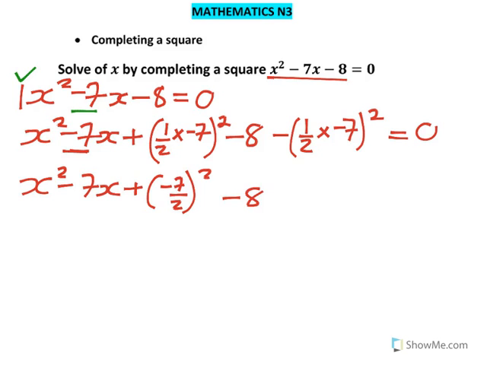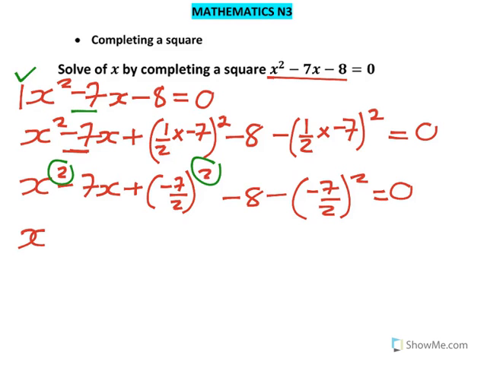Minus 8 minus 7 over 2 squared equal to 0. Remember, the aim is to solve for x. Now when you have done that, there are your squares. Now you write the ones with the square. So you look at x, that's the one with the square. Take with the sign minus 7 over 2. Now the 2 will have that as a square.